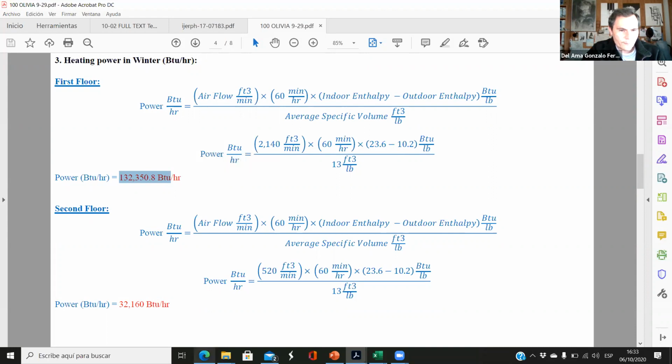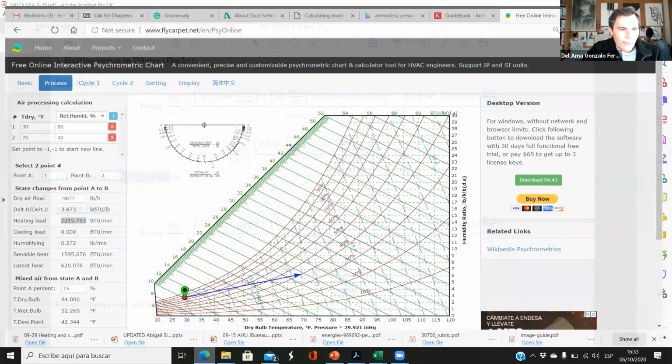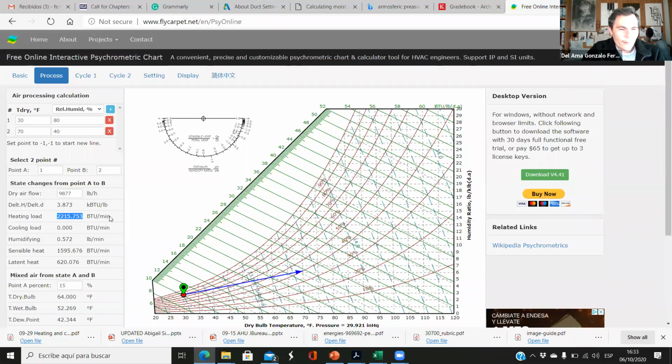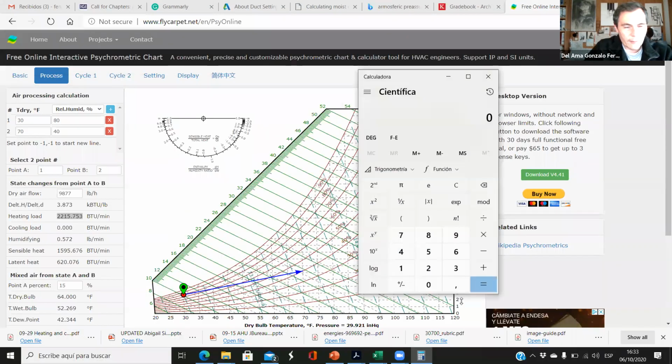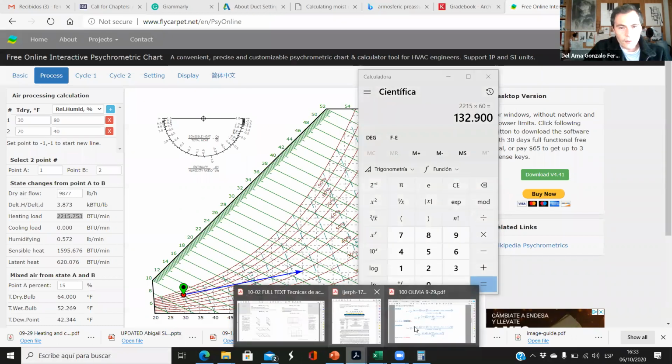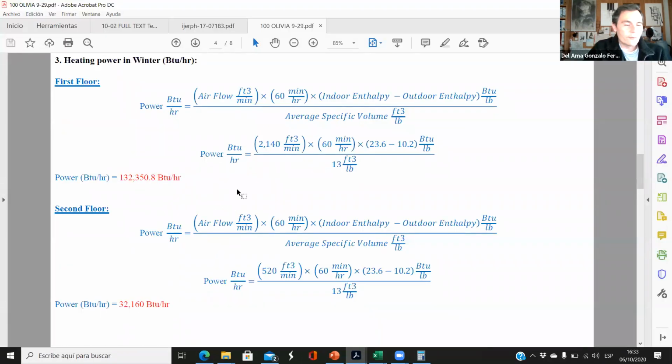132. What was the value here? This is BTU per minute. Okay, so we have to multiply these times 60. So let's see if it's the same. Calculator. So if we multiply 2,215 times 60, so this is 132,000. And your result was 132. Okay, that's fine.